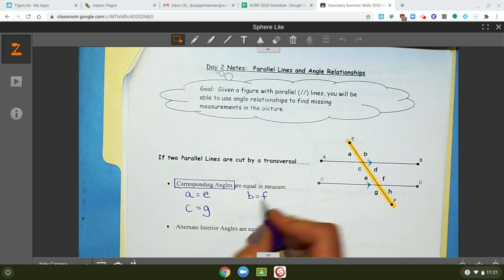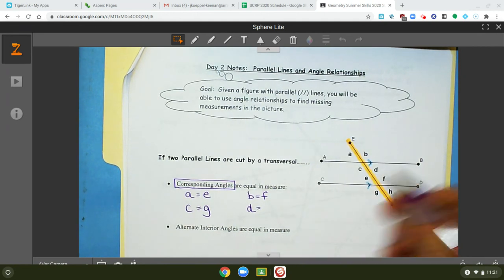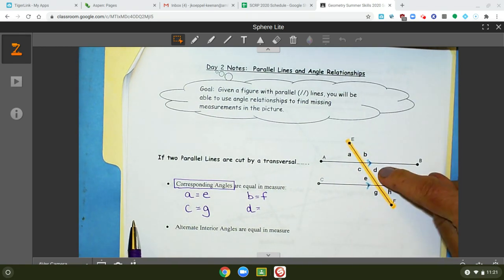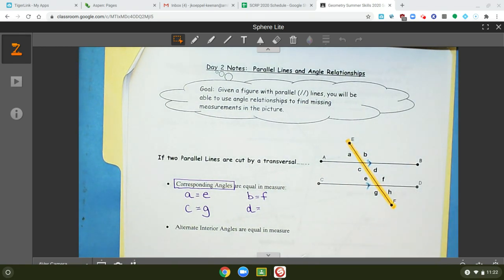And then the last one, let's do D. If I slid these four angles down, this is below the parallel line and on the left, so it would be equal to H. So those are your four pairs of corresponding angles, which are going to be equal to each other.